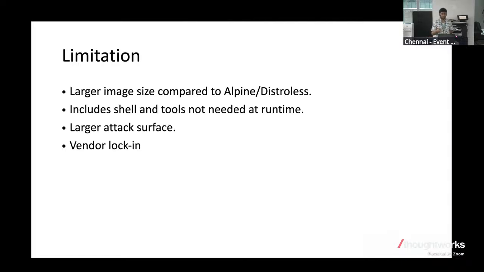But as I said, it's optimized for Amazon services. So if you always deploy your services to Amazon, then this would be the right candidate. It also includes shells and tools which are not required at runtime. As I mentioned, it's a larger image size, which means a larger attack surface. And one of the main problems is vendor lock-in. If you are in the Amazon ecosystem today, what if you move to another, or a hybrid where some of your services have to be deployed in Azure? This may not help you, so you have to figure out an optimized version for that other cloud provider.